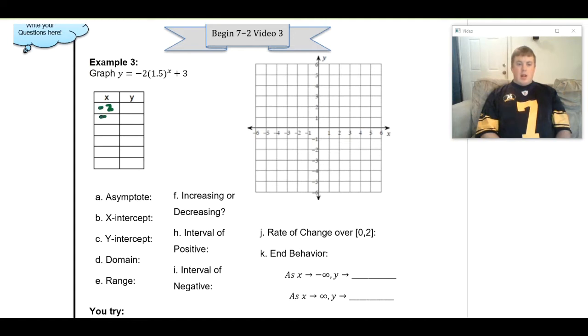Again, I usually just start out with -2, -1, 0, 1, and 2. And again, you may need to add in some other values to help you really get a good idea of where you're needing to graph. But let's start out with these. So I will start out by plugging in -2. So I would do -2 times 1.5 raised to the -2 power plus 3.